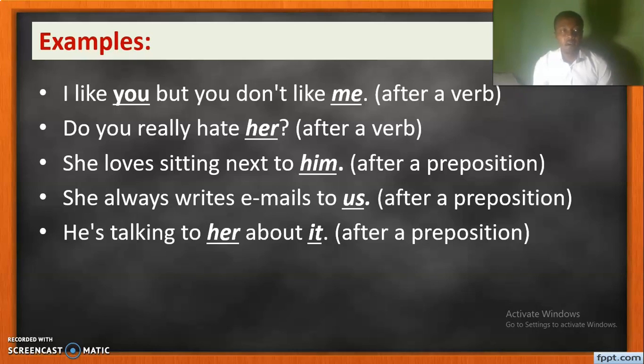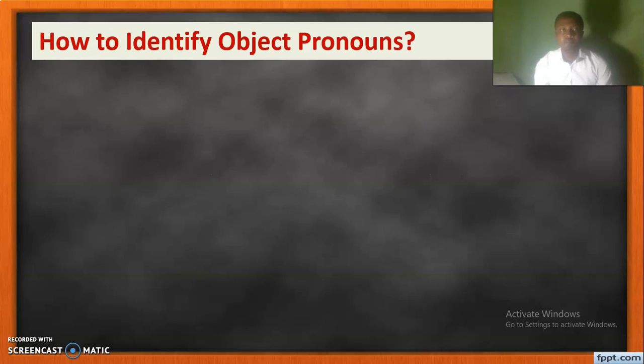She always writes emails to us. Again, we have "to," the preposition here, and the object pronoun comes after the preposition. He is talking to her about it. We have two prepositions in this sentence, "to" and "about." So the object pronoun follows the preposition in this sentence.